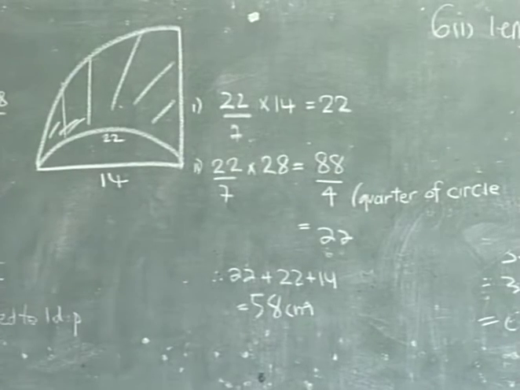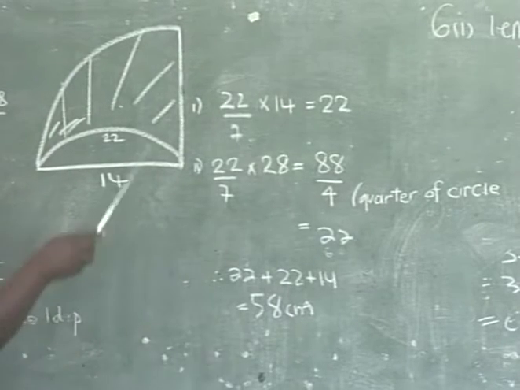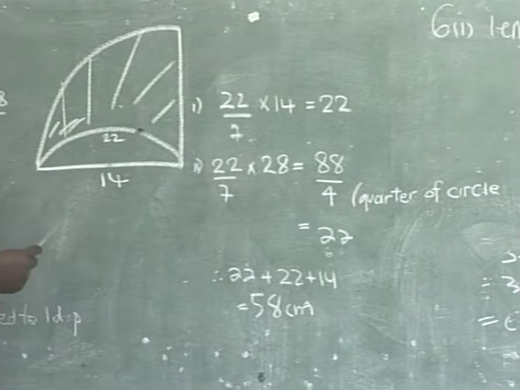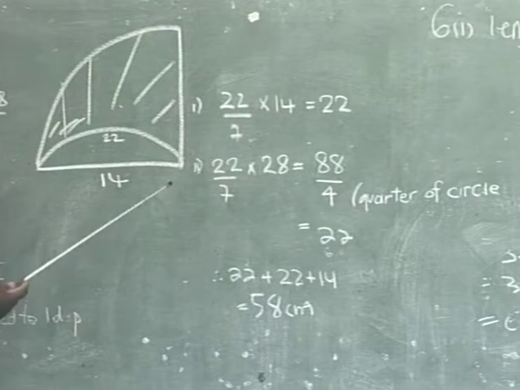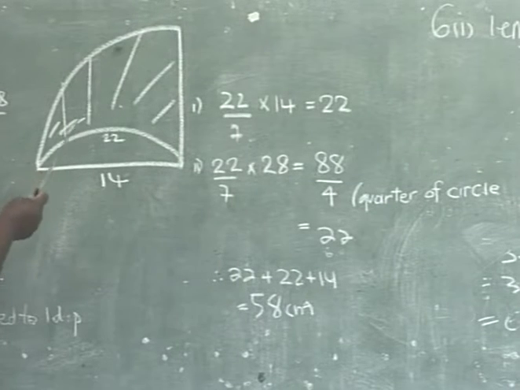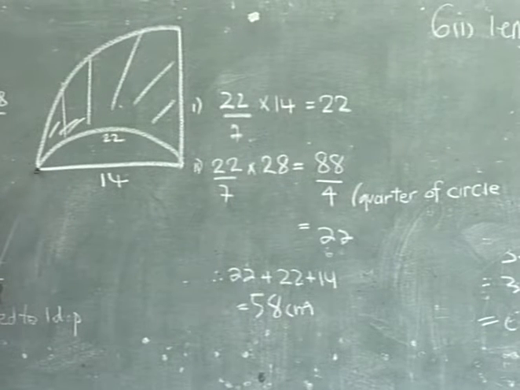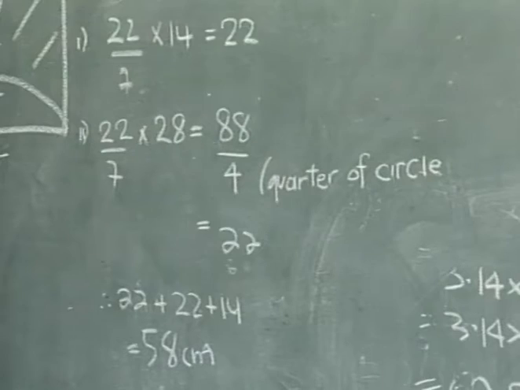Okay, the perimeter of the shaded region would be 14 plus half of the circumference of a circle that has diameter 14, and then a quarter of the circumference of a circle. Okay, so is 58 centimeters correct? Okay.